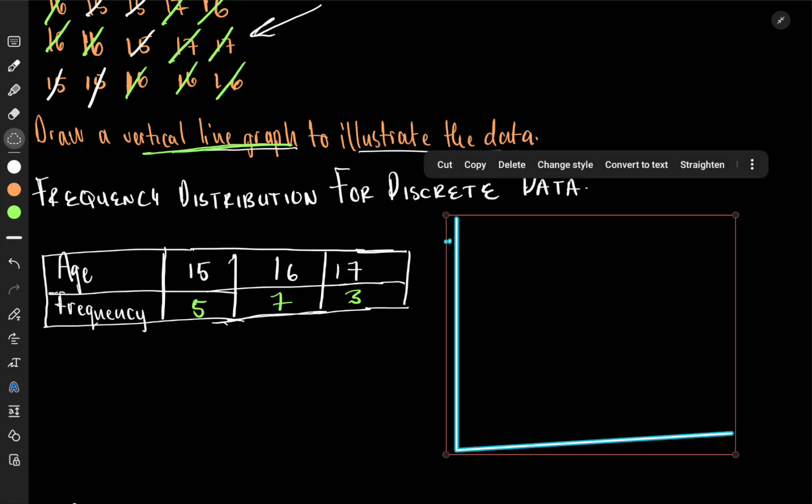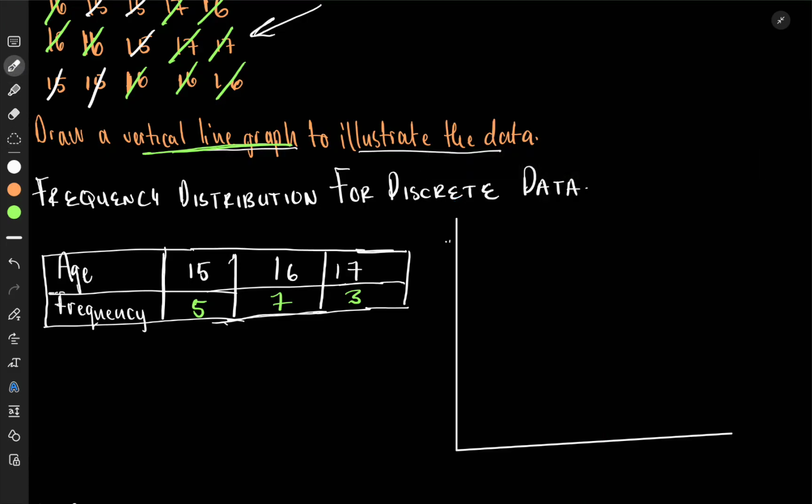Like this. And then I'm going to put my data. So here, I say age, okay? And my age could be 15 or 16 or 17. Then here I'm going to have frequency, okay? I'm going to say frequency here.